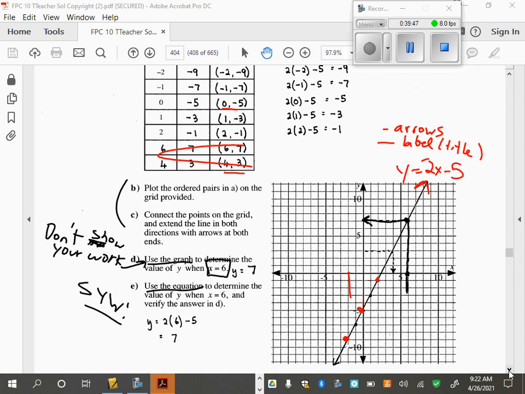So, yeah, never mind. So let's look at G. If you didn't get D right, try to do G real quick. G says use the graph, so don't show your work. What does x equal when y equals 3 on the graph? The ones on your graph.